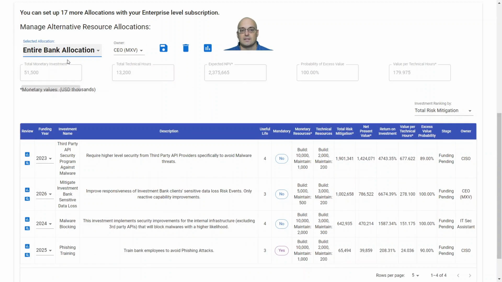But let's get into a portfolio or an allocation we already defined, which is called the entire bank allocation. So you can see here that the investments we have already have some funding years allocated. We're going to have some discussions later on in another video around whether these are proper years or what considerations to give around the years.